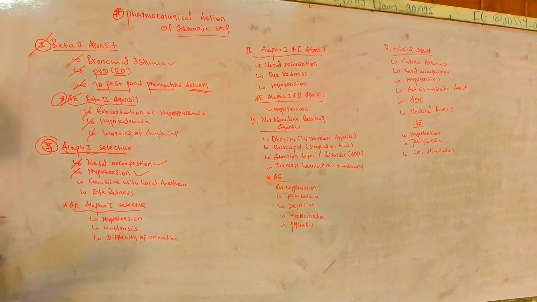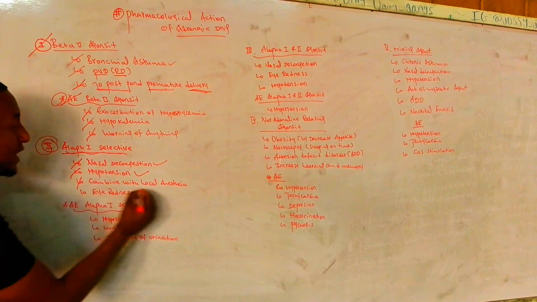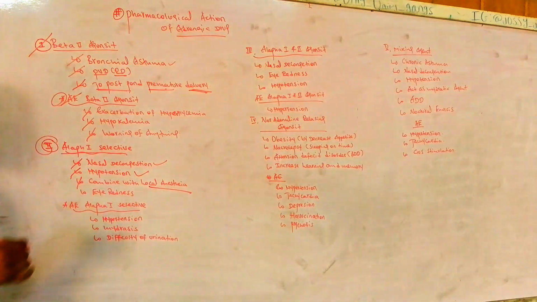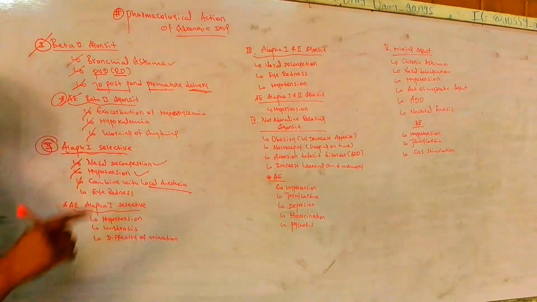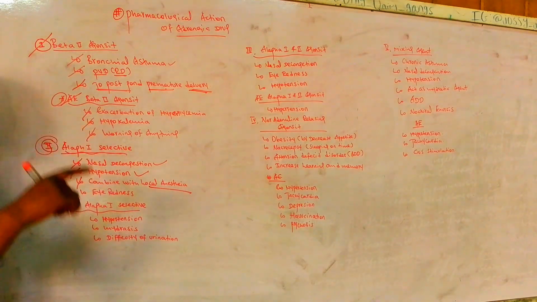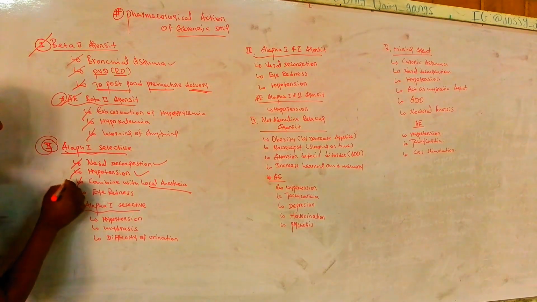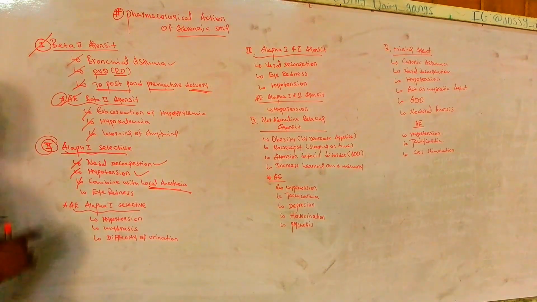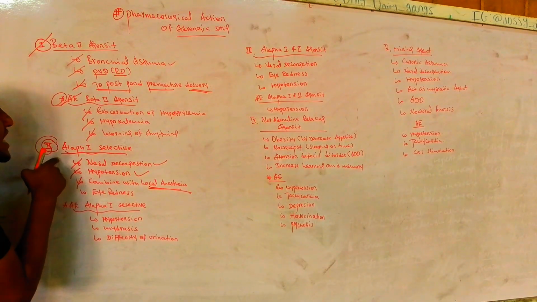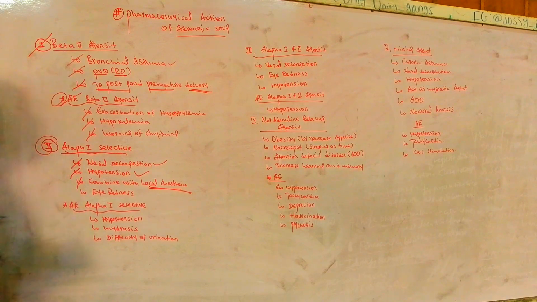Alpha 1 selective phenylephrine is better than adrenaline when combined with local anesthesia, because adrenaline is non-selective. So it affects all systems because it selects different receptors. When local anesthesia such as lidocaine is combined with phenylephrine, phenylephrine selects only alpha 1.